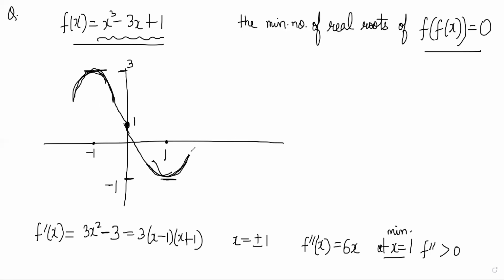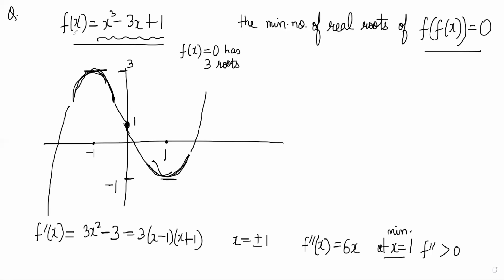Okay, so then the curve is like this, then it will cut like this here, and it will cut like this here, right? Correct. So f of x is equal to 0 has 3 roots, correct? Right. Yes.